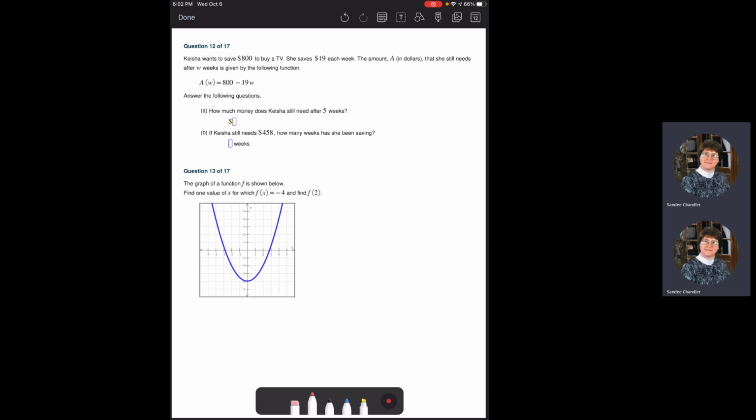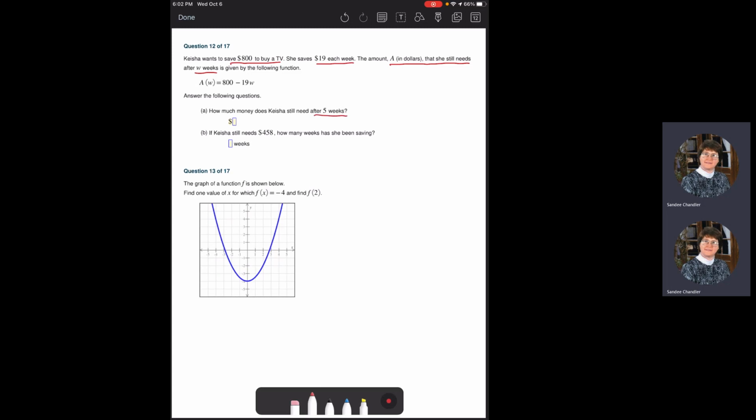Okay, so I like to reread a problem after I've started reading it once. Keisha wants to save $800 to buy a TV. She saves 19 each week. A is the dollars that she still needs, and W is the weeks. They gave us the formula already, so we don't have to figure that out yet. We have 2 questions to answer. How much money does Keisha still need after 5 weeks?